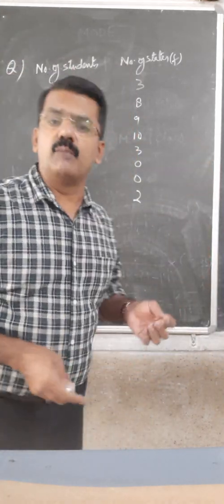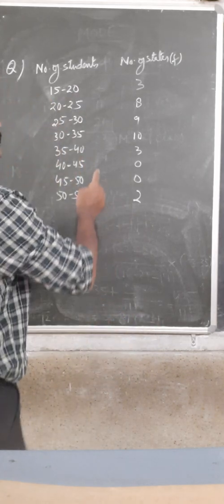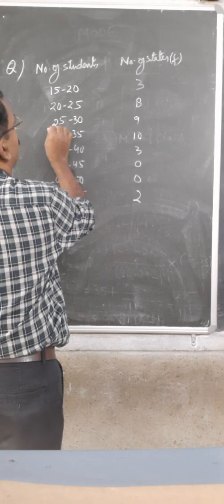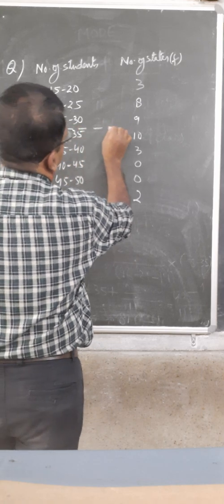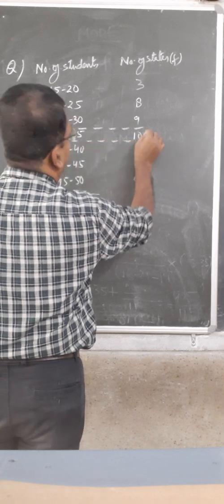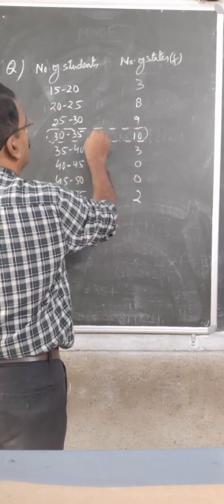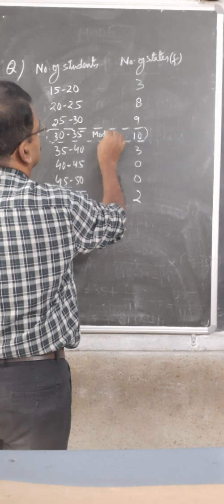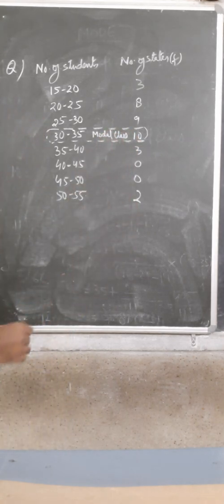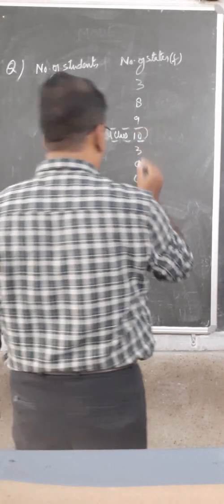So we will start with the mode. Now you see the maximum frequency is 10. That means this becomes the modal class. This is the modal class. So we can calculate the mode here.